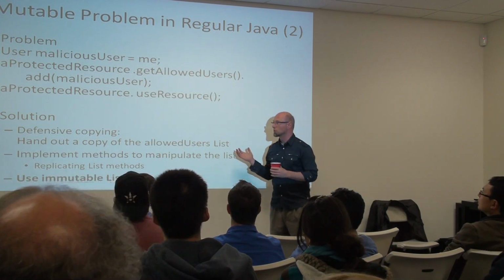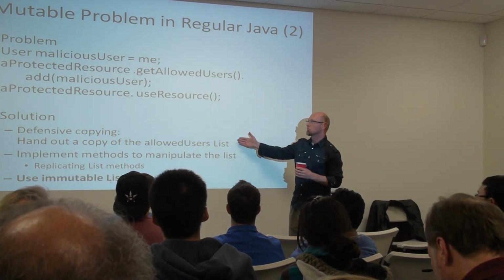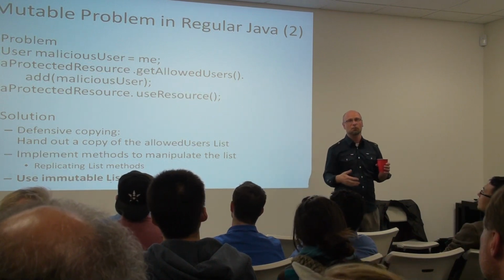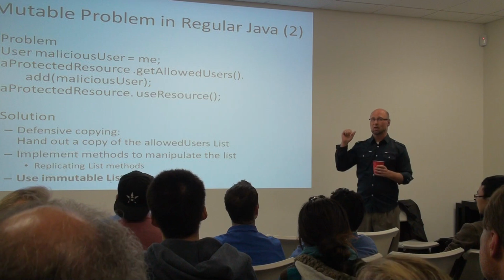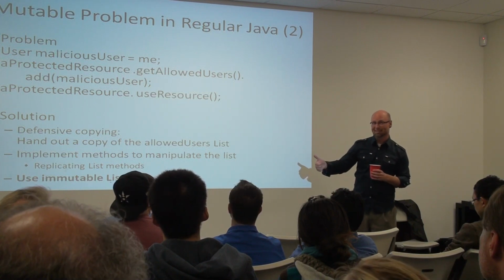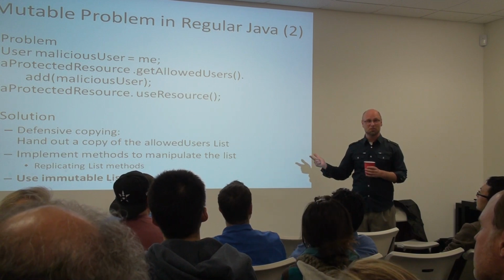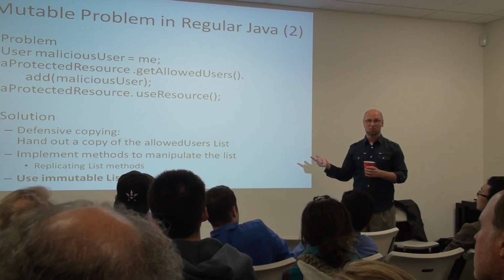The solution that's mostly advocated is this defensive copying. You don't actually hand out the list that you have, you hand out a copy. Not only do you have to remember to do this, it's also expensive, or potentially expensive, to do this.